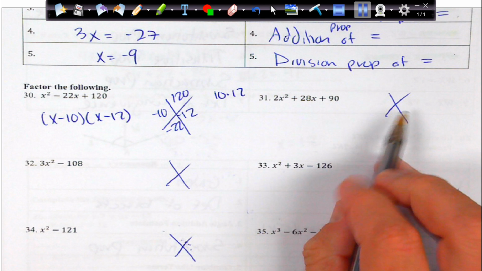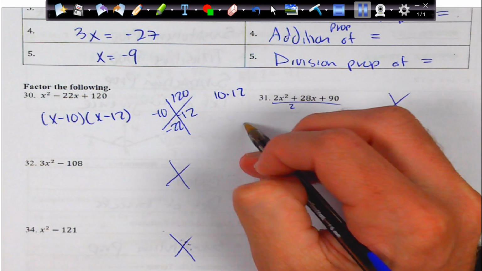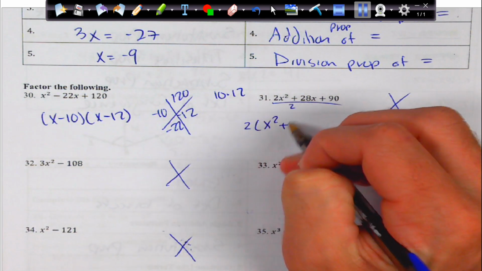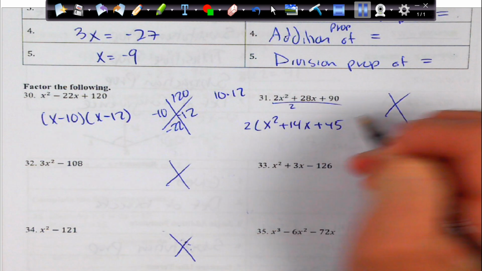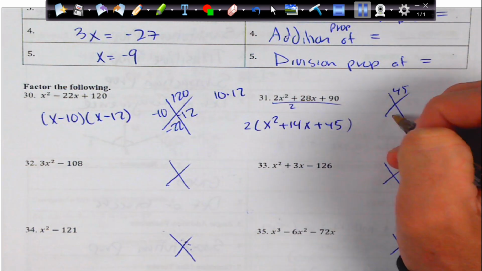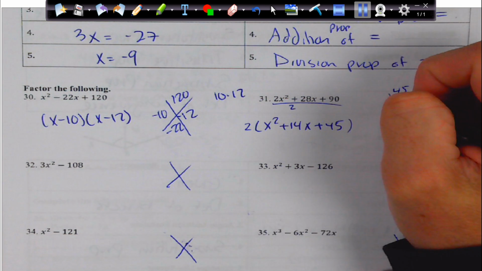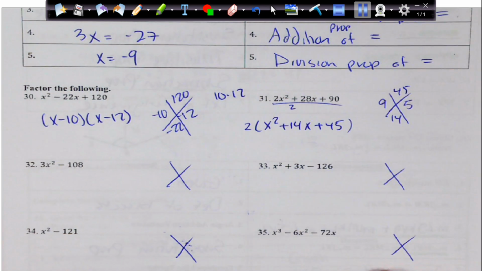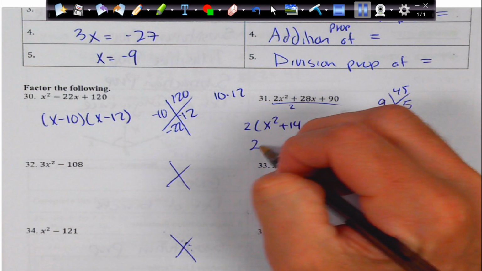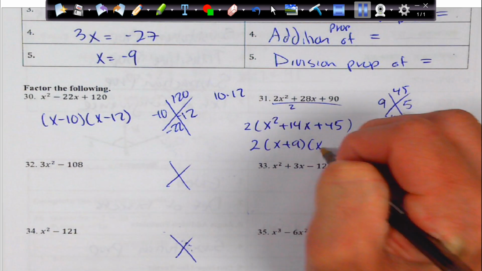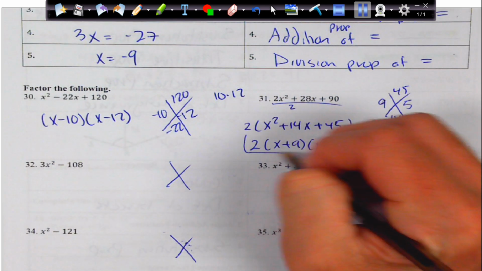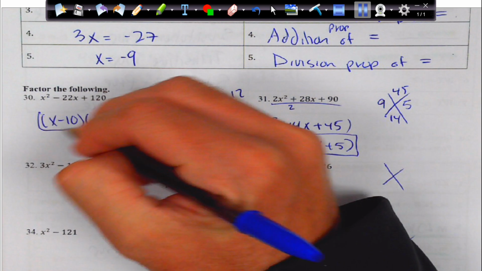This one, before I x factor, I have to divide everything by 2. So I get the 2 on the outside. We get x squared plus 14x plus 45. So what's 45 and 14? It's got to be 9 and 5, right? 9 times 5. Looks good to me. X plus 9, x plus 5. Leave that 2 on the outside.